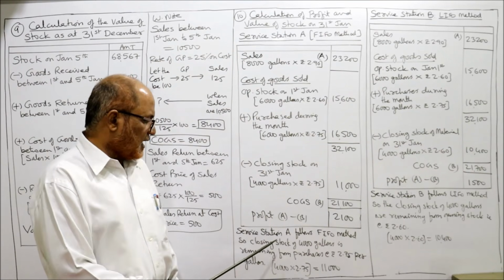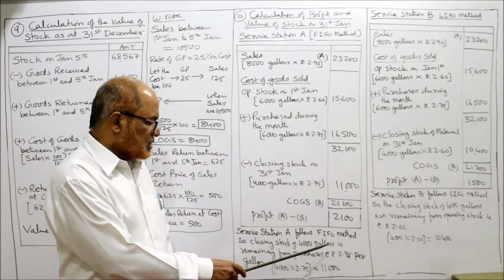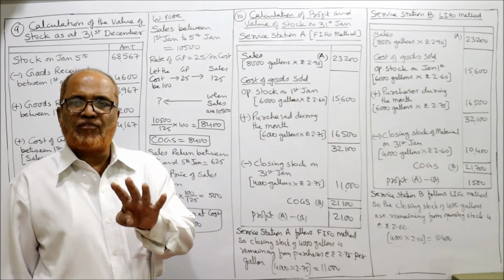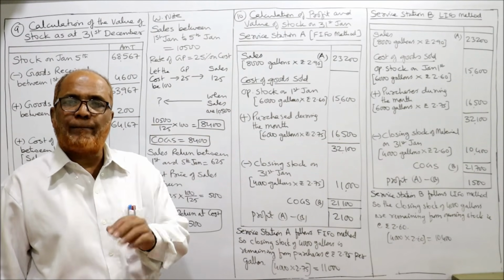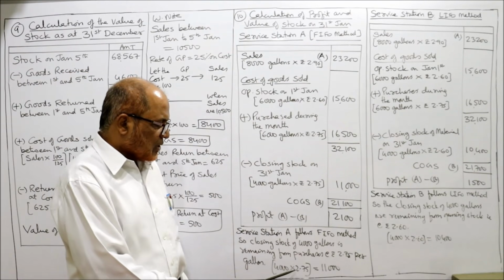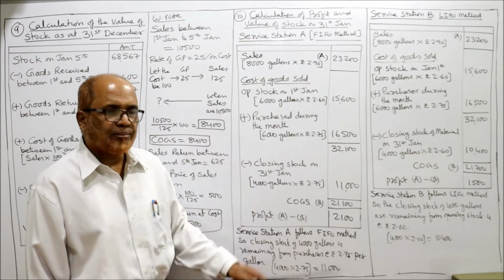Here for your understanding I have given service station A follows FIFO method. So closing stock of 4,000 gallons is remaining from purchases, at the rate of 2.75. So 4,000 into 2.75, 11,000 rupees is the value of the closing stock. That's what I have taken.